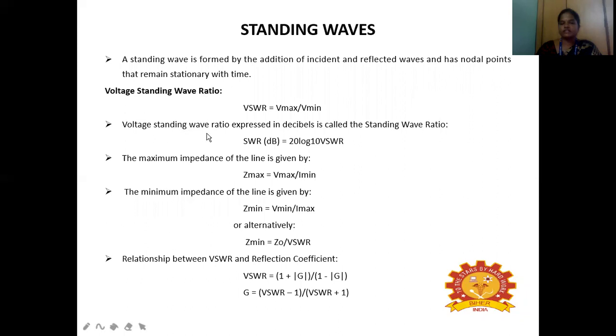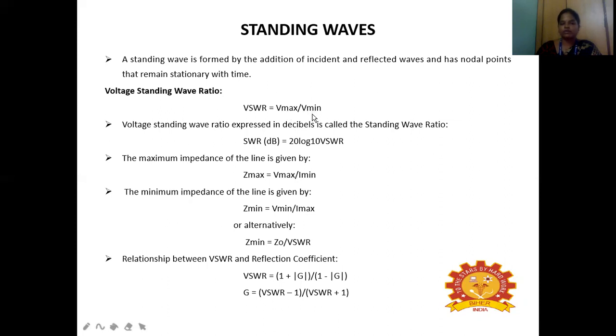Next we will discuss standing waves. First, let us see what is meant by a standing wave. A standing wave is formed by the addition of the incident and the reflected waves and has nodal points which remain stationary with time. The voltage standing wave ratio is defined as the ratio of maximum voltage to minimum voltage.